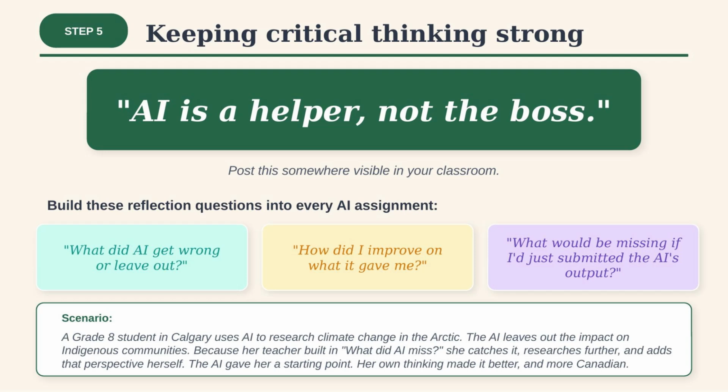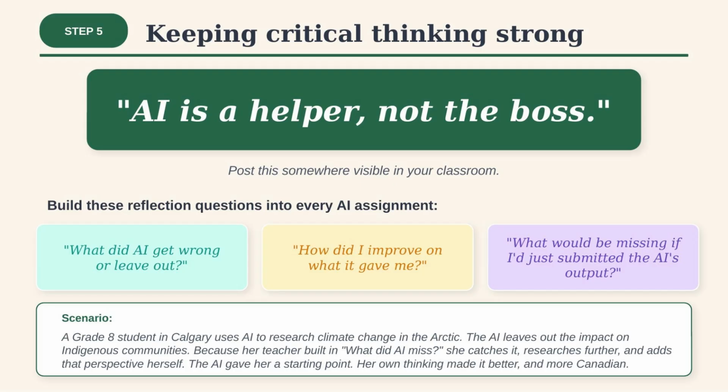Imagine a grade 8 student in Calgary uses an AI tool to research a science project on climate change in the Arctic. The AI gives her a confident answer that leaves out the specific impact on Indigenous communities in northern Canada. Because her teacher has built in the reflection question, what did AI miss? She catches it, researches further, and adds that perspective herself. The AI gave her a starting point. Her own thinking made it better and more Canadian.